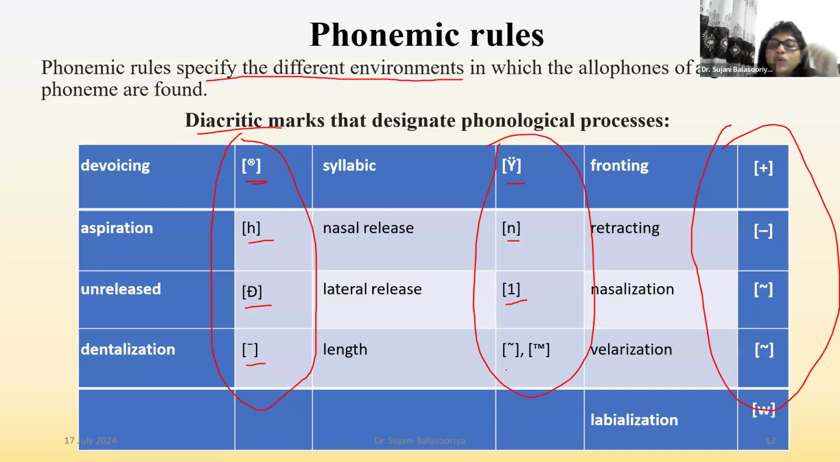If you are lengthening any sound, this is how you should write it in the phonemic rule. Lengthening. And fronting, this is the symbol. Retracting, nasalization, velarization, the symbols look mostly the same. And labialization. So it is better to remember some diacritic marks, then you will be able to read phonemic rules very easily.